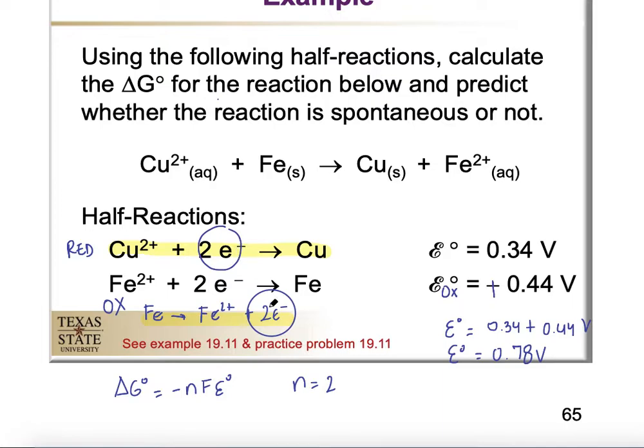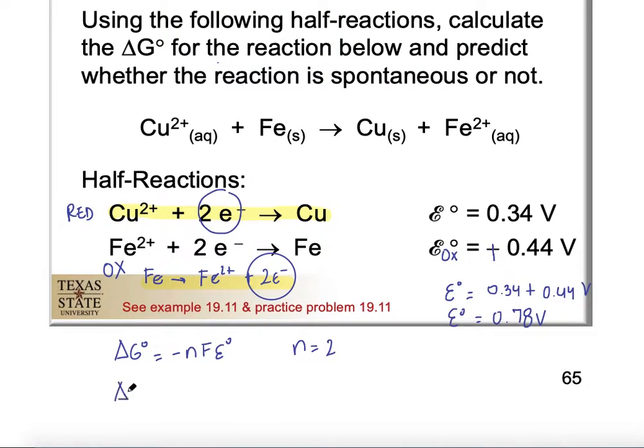If instead I had different numbers of electrons on both of these, I would have to multiply them by coefficients as needed to get to the same number of electrons. That same number of electrons, that would be your n. In this case, n is equal to 2. All right, so from there I can go ahead and plug everything in. So I can say my delta G at standard condition is going to be equal to negative n, which is equal to 2, F, which is Faraday's constant, which is 96,485. And the units of that is joules per volt mole.